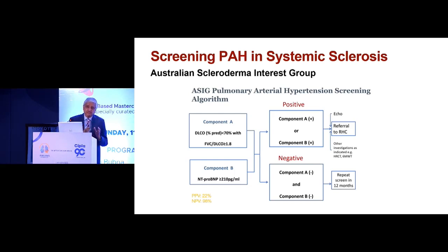So I think you have objective criteria which are available. It's not difficult to do in your clinic. One is available on an app, the other is very simple to do. You just have to look at a few parameters. So in day-to-day practice, I think it's important that you start looking at these parameters to see whether the patient has pulmonary arterial hypertension and whether to refer the patient for right heart catheterization.